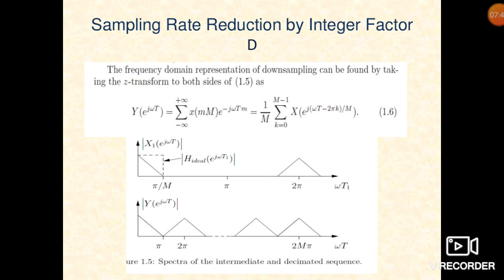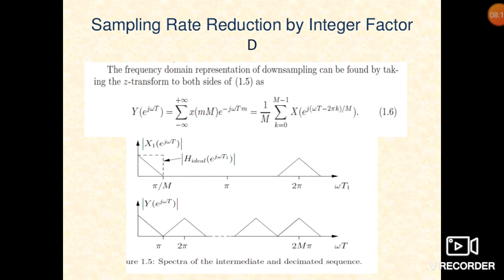As you can observe here, at this particular input we are going to have pi by M. The cutoff frequency of that particular signal is nothing but pi by M. So what happens if that frequency crosses this pi by M? If that happens, aliasing will occur.